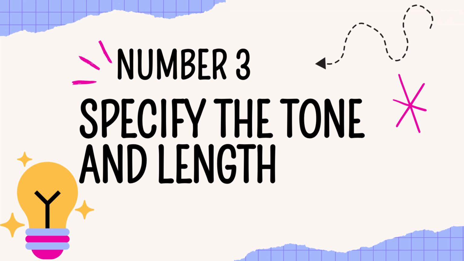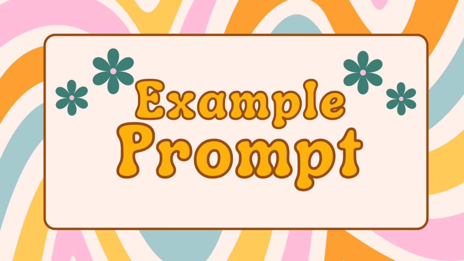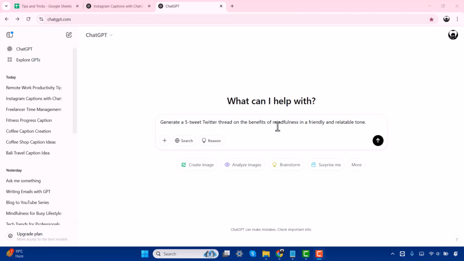And the last one, number 3. Specify the tone and length. You can ask for different tones: informative, witty, motivational, and control the number of tweets for better readability. Example prompt: Generate a 5 tweets Twitter thread on the benefits of mindfulness in a friendly and relatable tone.